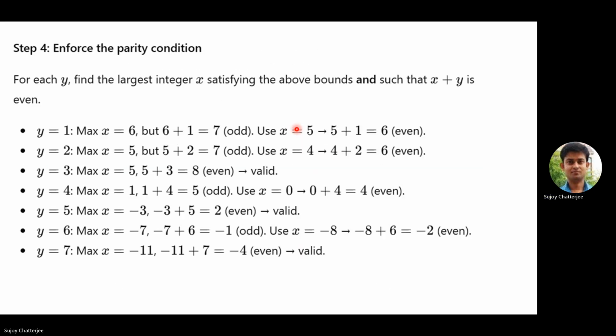Okay. Similarly, when y is equal to 2, max of x is 5, but 5 plus 2 is again 7, which is odd. So use x equal to 4, giving 4 plus 2, which is 6, or even. Similarly, when y is equal to 3, max x is 5. 5 plus 3 is 8. This is even, so this is fine.